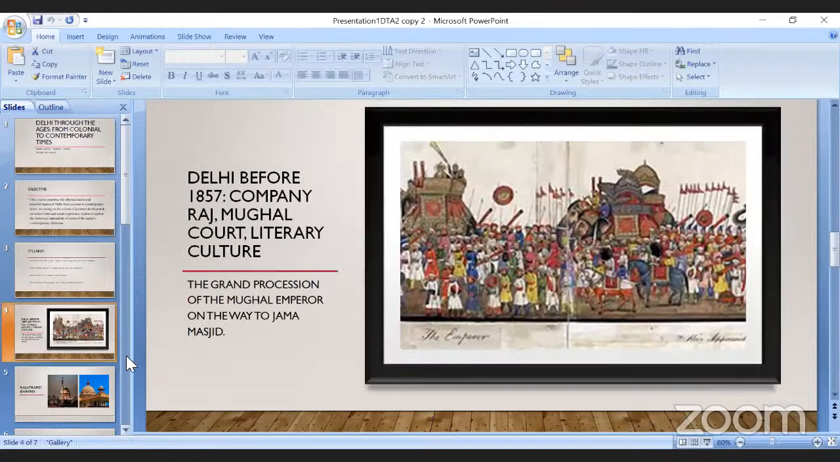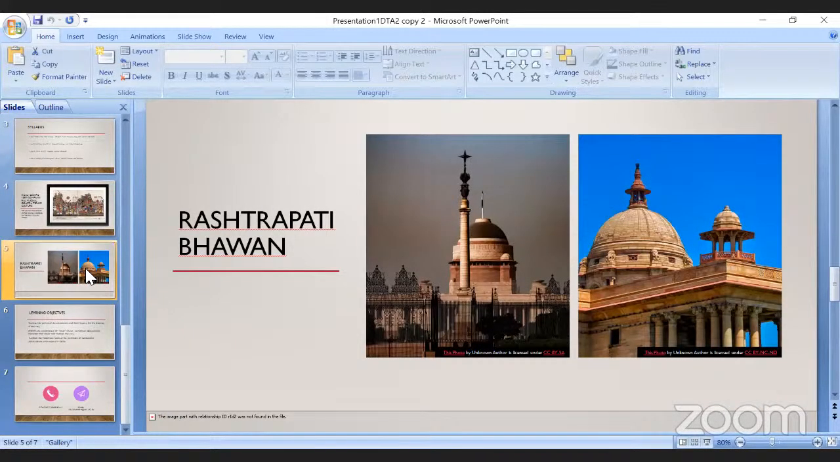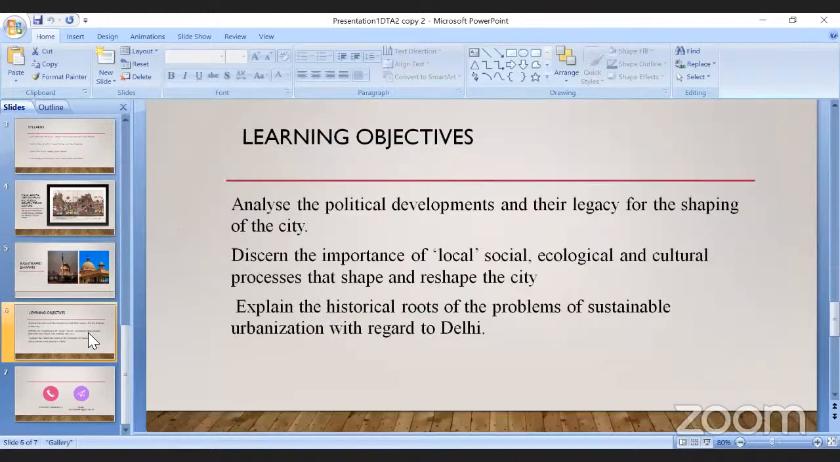So this is basically about appreciating your city, looking at Delhi with new eyes, and also about how it has evolved over time and how the colonial rulers built the city of Delhi, and how it does create problems and dilemmas of urban spaces in Delhi even today. So this is the syllabus, and there are some photographs of the Rashtrapati Bhavan and the monumental structures.